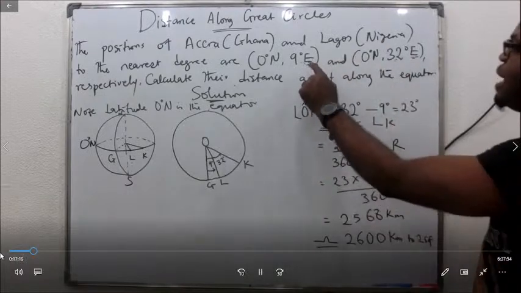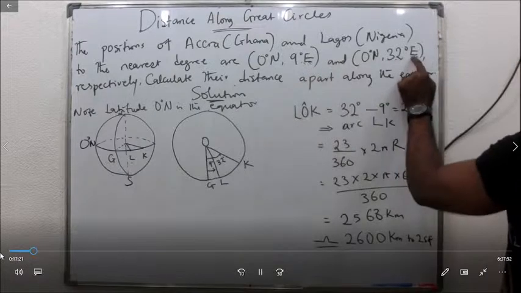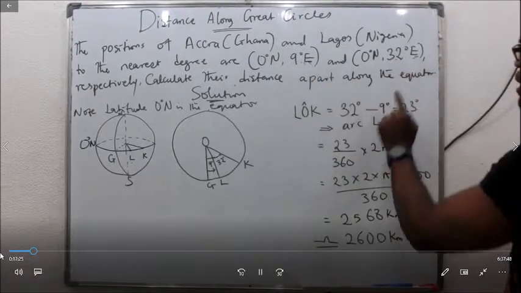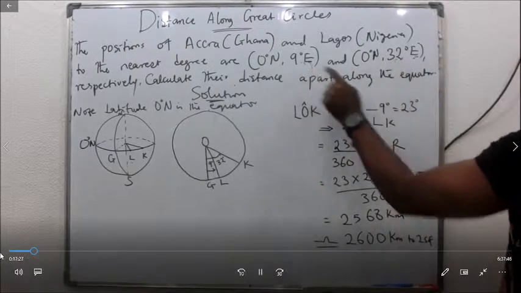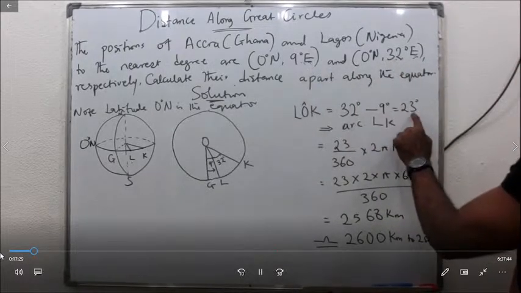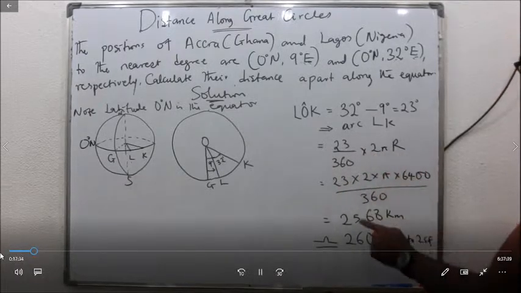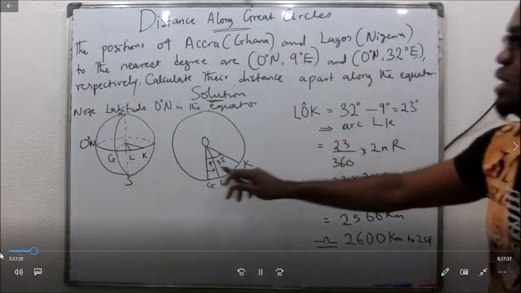So in this case, you have the longitude for this one east, this one east. So simply subtract because they are the same direction. You understand? So we have 32 minus 9, that is 23. So anything you get, just put that all over 360 times 2 pi r. The answer is the distance between the two.